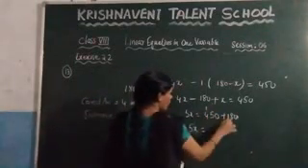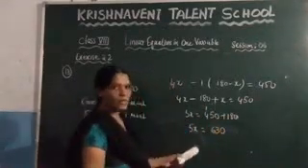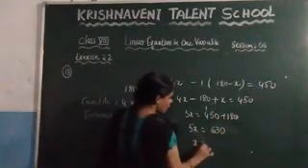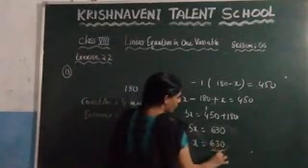3, 1, 4, 5, 6. You are getting 5x is equal to 630. Then what is the value of x? 630 by 5. Now calculate it.